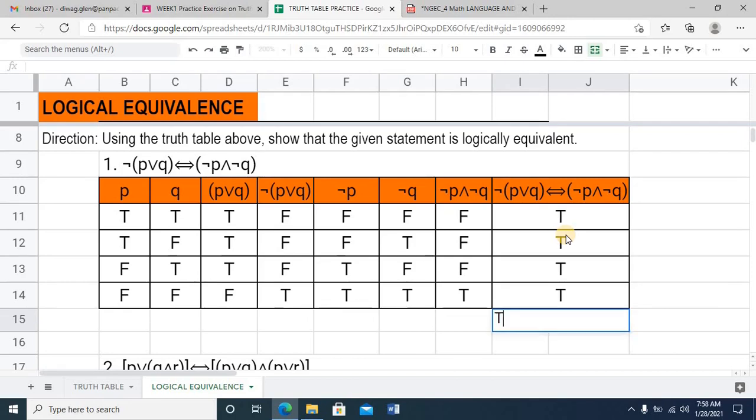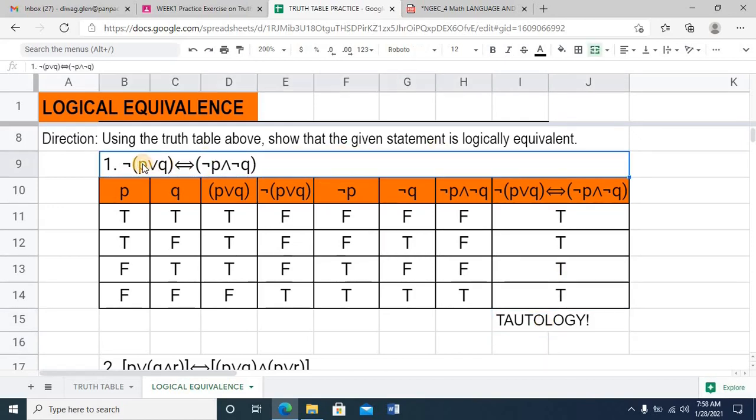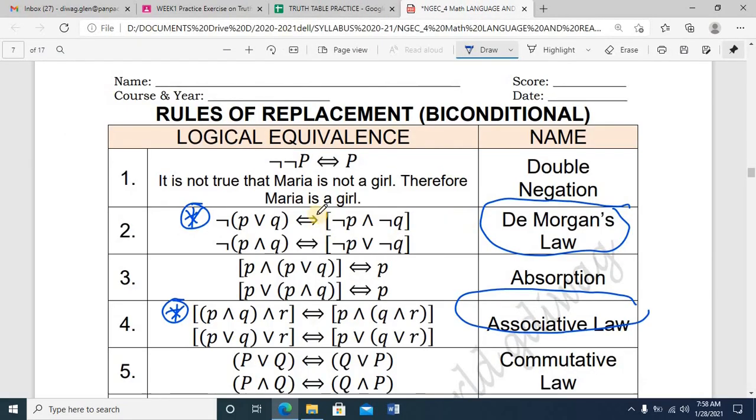And this is actually what we call tautology. So if you have a result of tautology, therefore you were able to show that the left side is the same as the right side of the statement and they are logically equivalent. Once again, this is De Morgan's law, so definitely the result should be tautology.